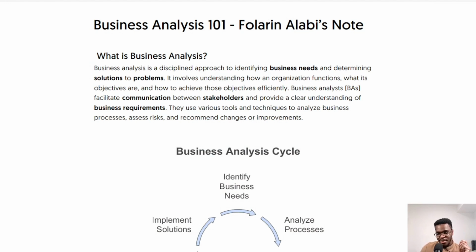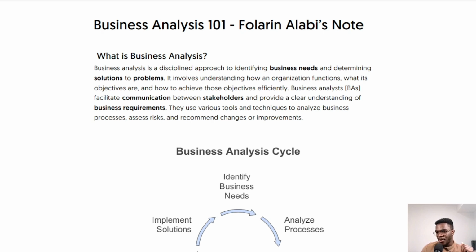So, what is business analysis? There's a lot of misconception out there, and a lot of conflicting opinion when it comes to business analysis. Some people don't know that business analysis is a role in tech, but yes, it is a role in tech. So, business analysis is a disciplined approach to identifying business needs and determining solutions to problems. I'm gonna break all this technical jargon down to make you understand how business analysis works.